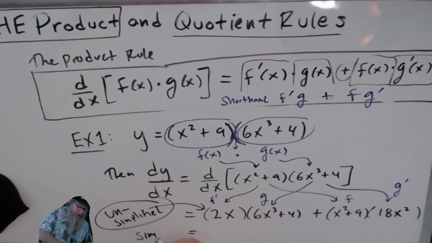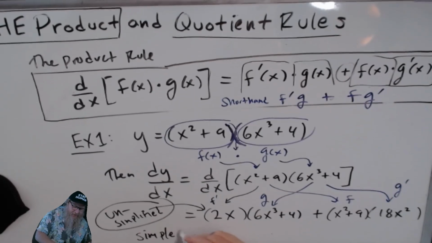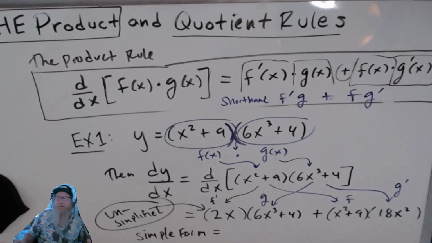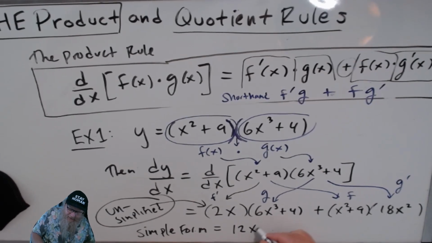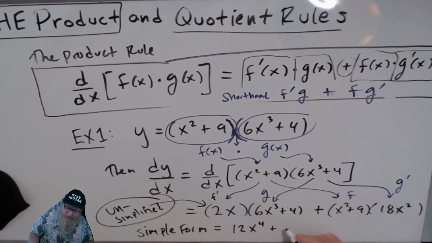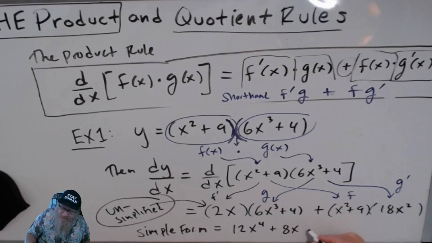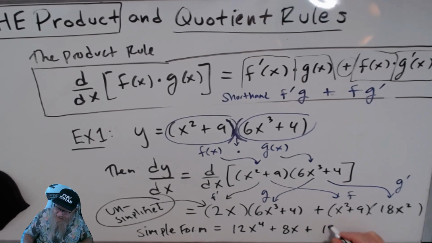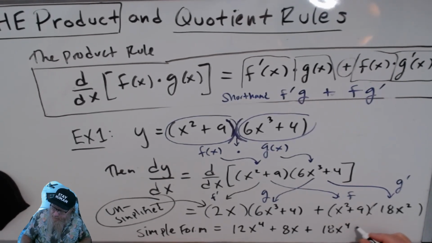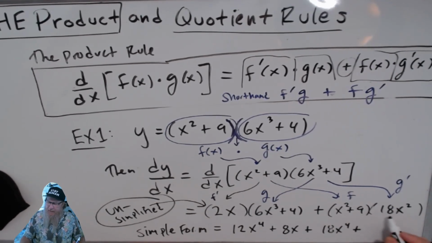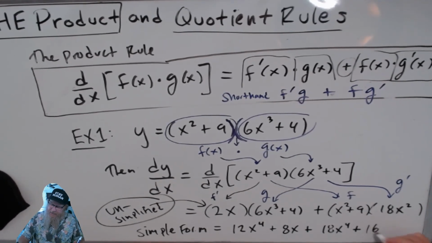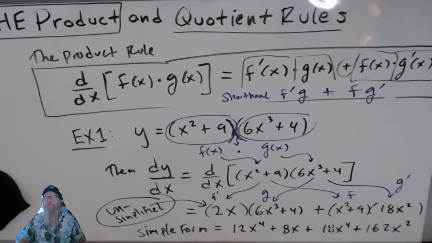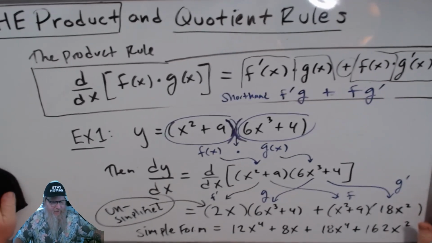I like to simplify to a simple form or simplified form. So we'll just clean this up a little bit. That'll be 12x to the 4th plus 8x plus 18x to the 4th plus 9 times 18. What's that? 162x squared. I ran out of space.